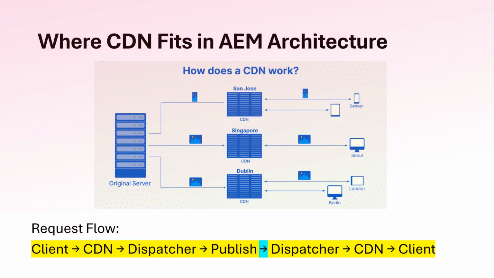Let's look at the request flow in AEM as a cloud service. When a user makes a request, it first hits the CDN edge layer. If cached, the CDN serves it immediately. If not cached, it forwards the request to dispatcher. Dispatcher checks its cache. If needed, it goes to publish. The response then flows back through dispatcher and CDN to the user. Key takeaway here is: the CDN is the first layer of performance optimization and protection.